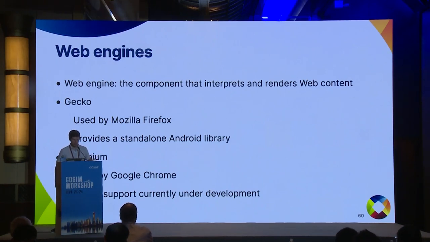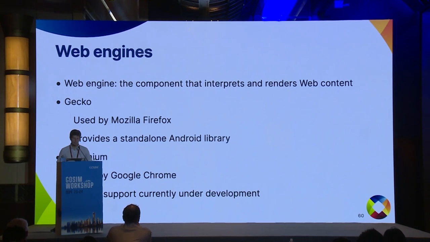In Wolvic, we started out using the Gecko web engine, which is the same one used by Mozilla Firefox. We actually used the standalone Android library that the project provides. But one of our goals is to make it possible to change web engines, to not be tied to one specific implementation, but to be more flexible in that regard. So we are also working to integrate Chromium, which is the web engine used by Google Chrome. This feature is currently under development. And our long-term goal, as I mentioned, is to be able to switch web engines and to support even more alternatives as a way to support different use cases and different devices.